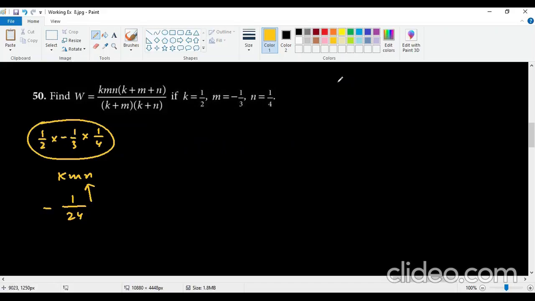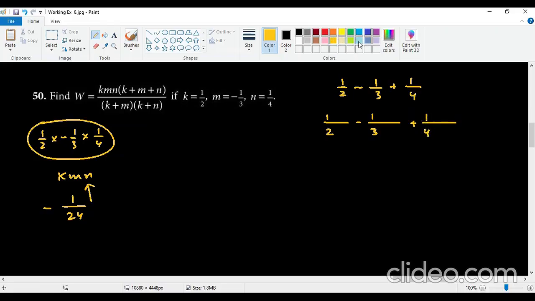Now I'm doing k plus m plus n. Now how to do this? For this I will be using 1 over 2 plus, actually minus instead, 1 over 3, and I'll be adding n value, which is 1 over 4. For a particular reason I'm writing this once again with a little bigger line to make you understand how we add these fractions.